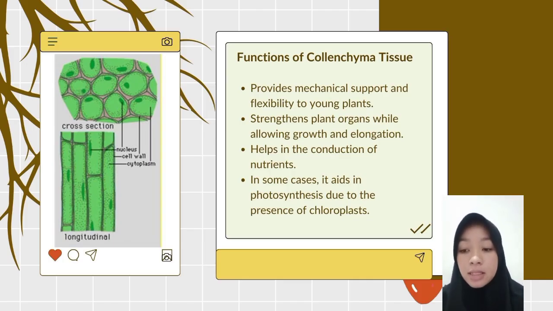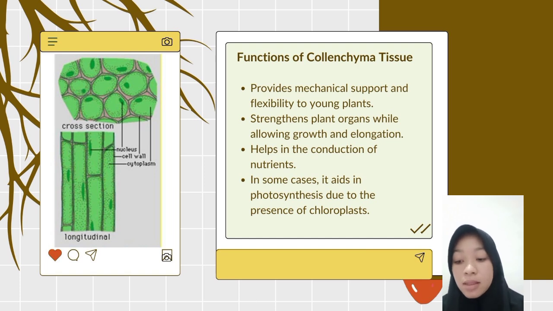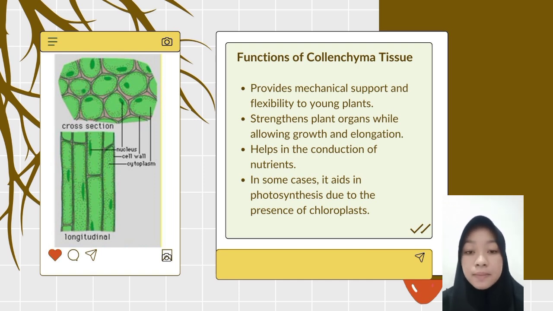Function of collenchyma tissue: it provides mechanical support to young and growing plant parts, increases flexibility, allowing plants to bend without breaking, and strengthens plant organs while still allowing growth and elongation. It helps in the conduction of nutrients. In some cases, it assists in photosynthesis due to the presence of chloroplasts.